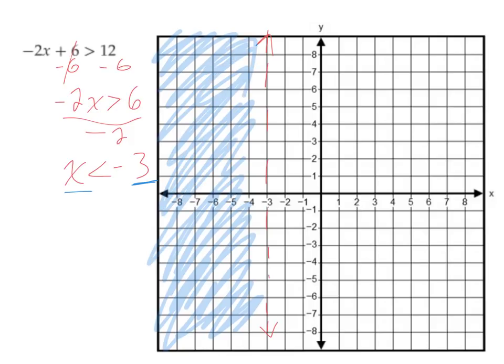Picking a point for these ones is kind of weird, but it works. If I pick a point to plug in, I say, here's -5, 1. Well, I don't even have a location to plug in the y value, and it really doesn't matter. I plug in the x value. The x value is -5. Is -5 less than -3? Yes, it is. Boom. That means I shaded the correct side.